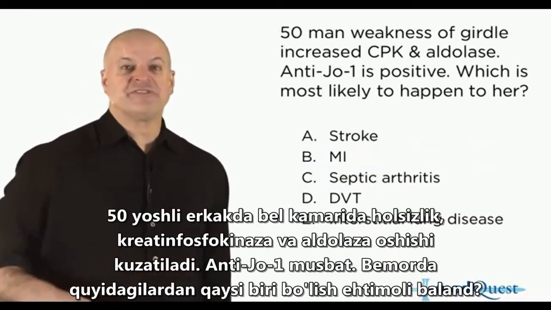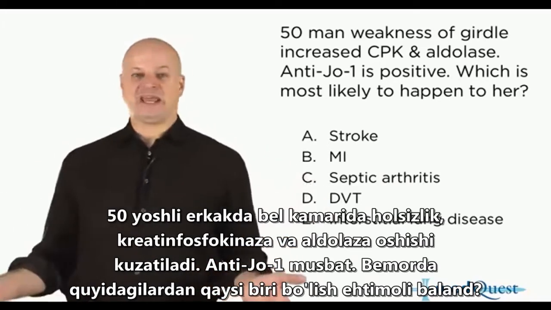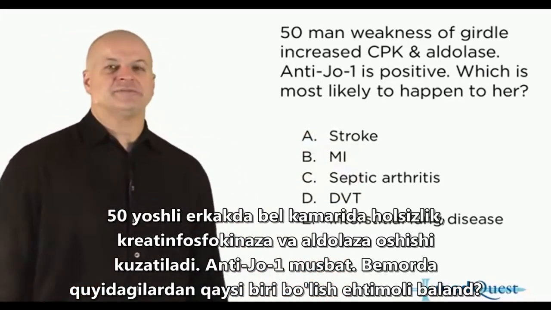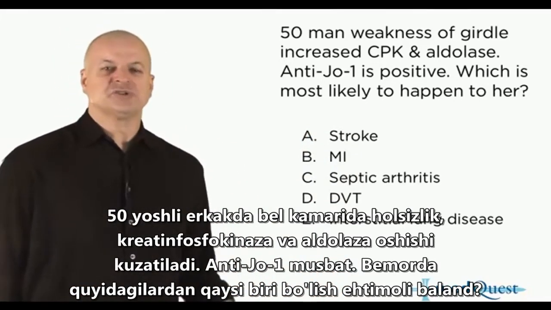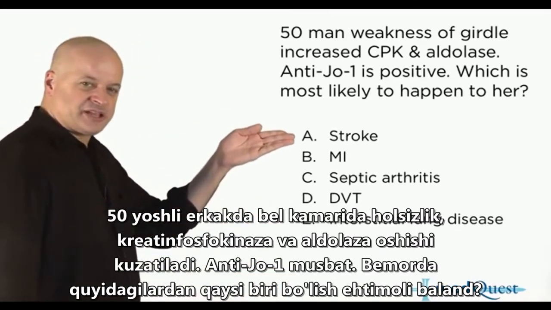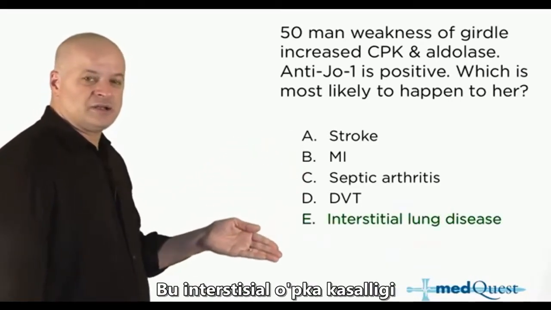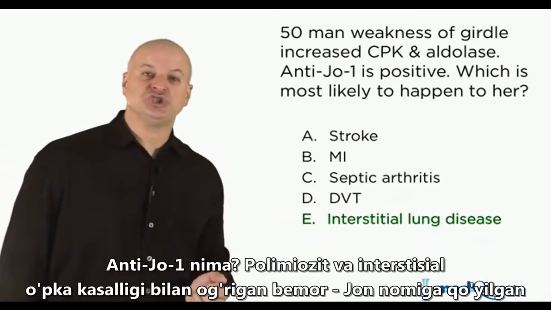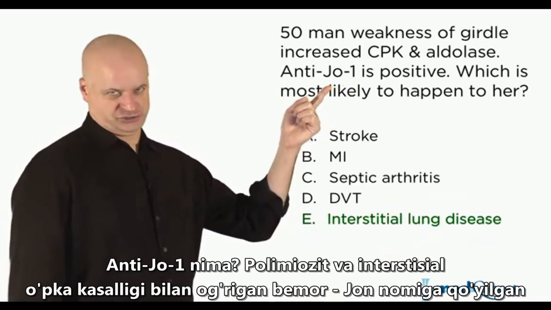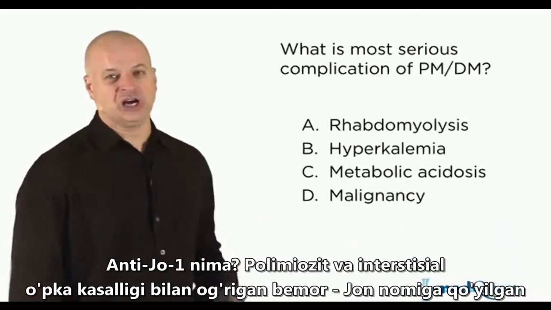Now, this is a 50-year-old male with weakness of the girdle muscles. Girdle is proximal muscles, with high CPK and aldolase. In other words, you know that this person has polymyositis. What's the most likely to happen? Which of these evil things is most likely to happen? They don't actually stroke out. The most likely is interstitial lung disease. See, that's what the Jo means: Jo-1 means you're going to get an abnormality of the lungs.